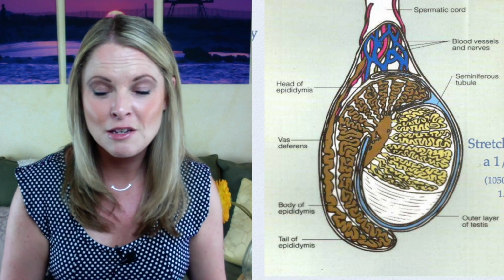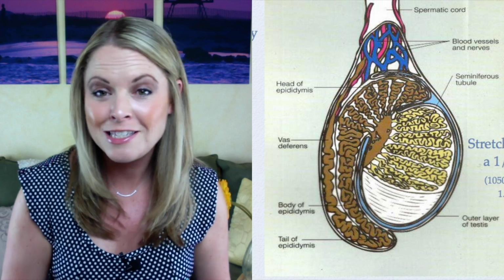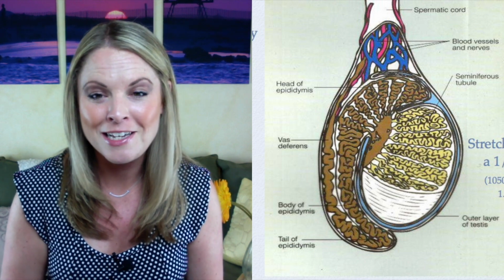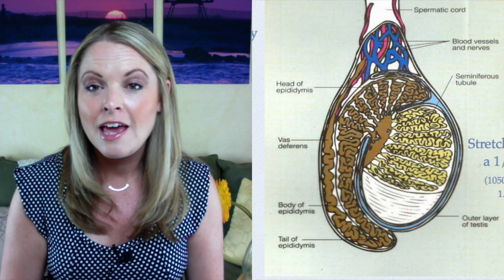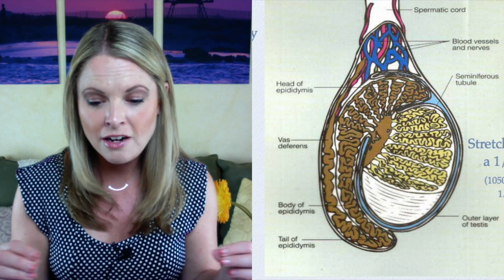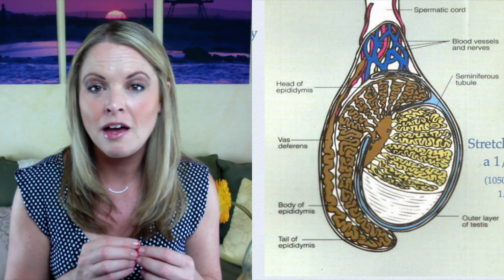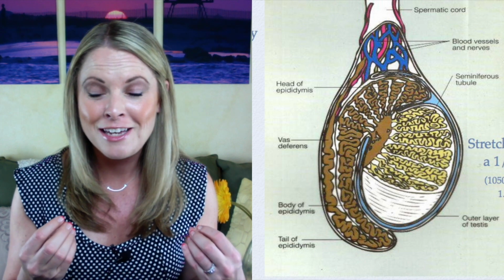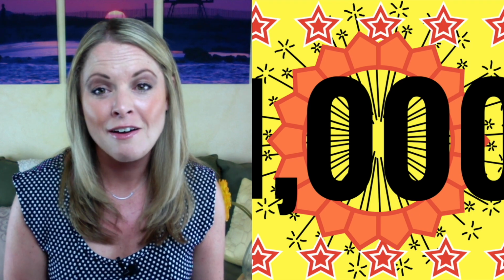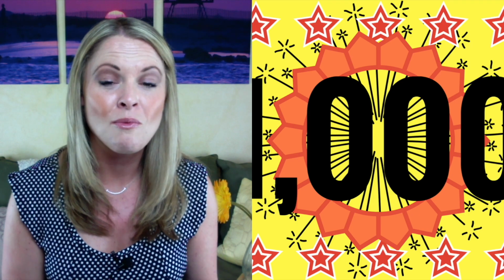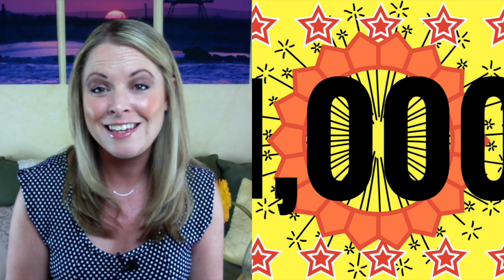Now what you can see in this image is something called the seminiferous tubules. I know, what a crazy word. Seminiferous tubules. What those are, these channels of tubes, actually become the sperm-making factory when a young boy goes through puberty and starts to become a man. He will make about, get ready for this, 1,000 sperm every single second from when he hits puberty till the day he dies.